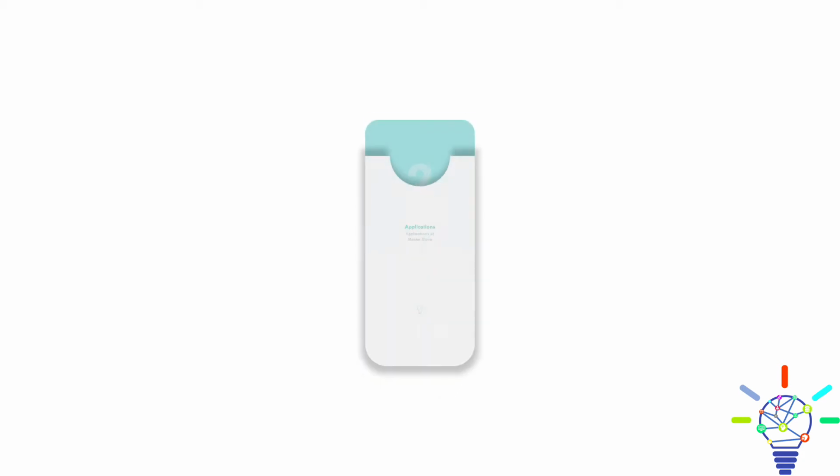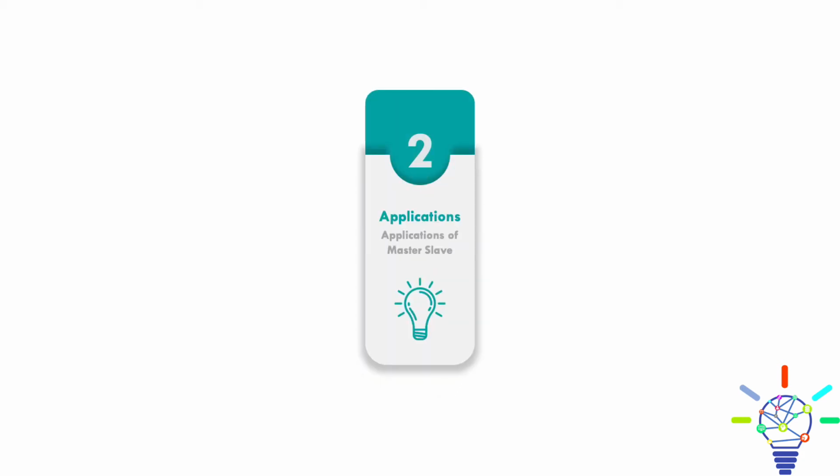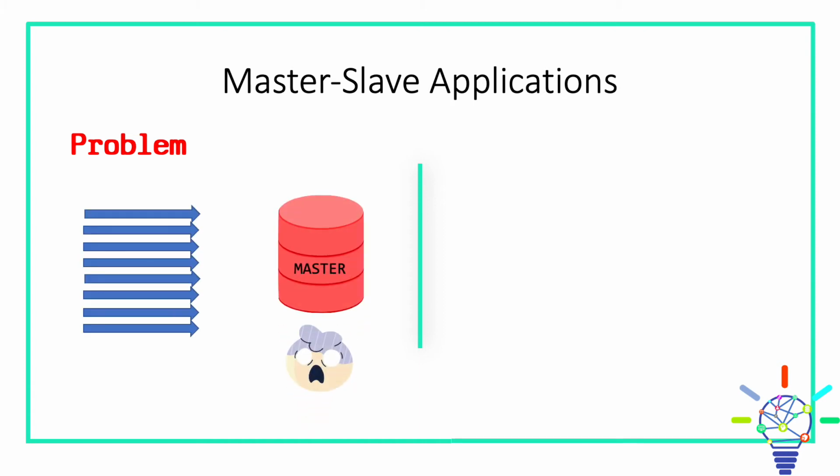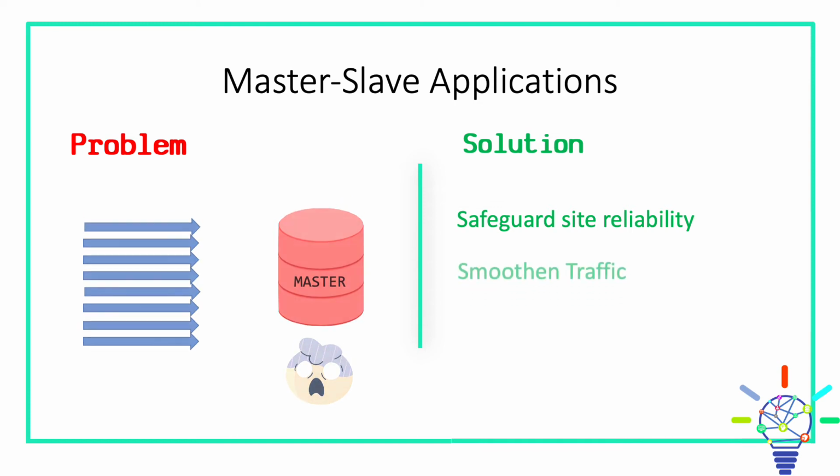So, now we know what master-slave architecture is. Let's understand what this is used for. Consider a scenario where a site receives a lot of traffic, and the only available database is one master. It will be overloaded with read and write requests, making the entire system slow for everyone on the site. Master-slave architecture serves the purpose of safeguarding site reliability. It provides a way for the system to apply writes on the master database, and reads are distributed among slave databases. Since most systems are read-heavy, this eventually smoothens the traffic.